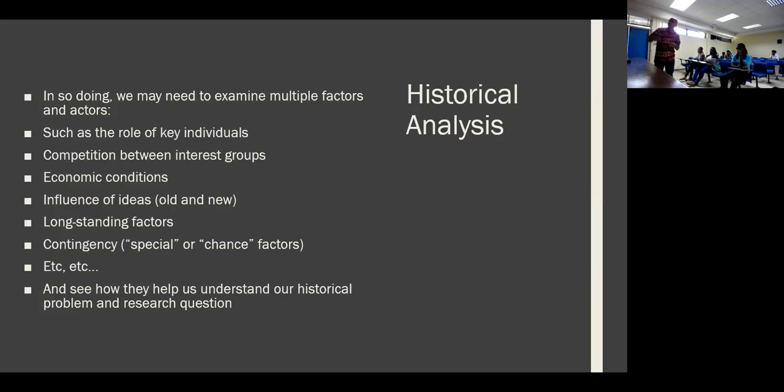And that's why, to do that, as I mentioned before, we might need to examine multiple factors and actors, such as the role of key individuals, competition between interest groups, economic conditions, influence of ideas, old and new ideas, long-standing factors, contingency. Contingency sometimes is an important thing. Sometimes one of the factors was contingency, chance. Something happened. There are things that sometimes happen that were not meant to happen, and that trigger particular reactions in society.